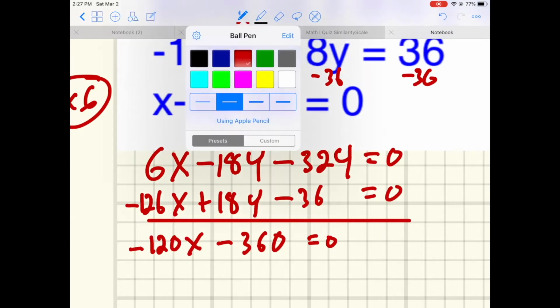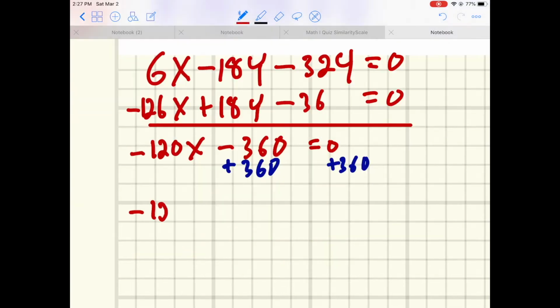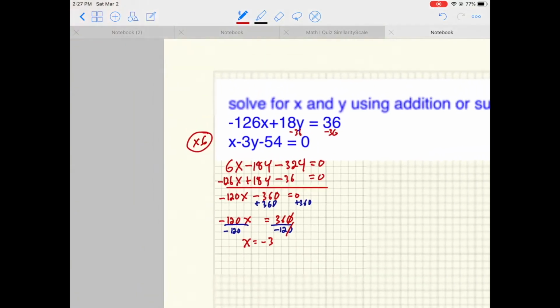I want to get rid of that negative 360, so I'm going to add 360 to the left-hand side. And if I add it to the left-hand side, I also have to add it to the right-hand side. We end up getting negative 120x is equal to 360. Divide both sides by negative 120. We can just chop off the zeros. That gives us x is equal to 36 divided by 12 is 3. A positive divided by a negative is negative, so we get 3. X is equal to negative 3.